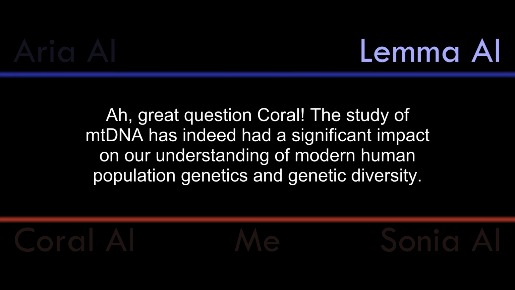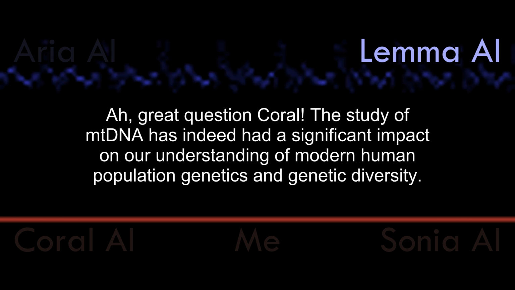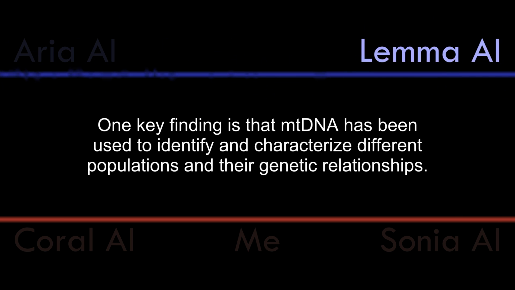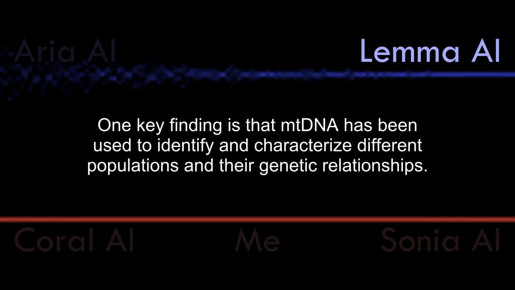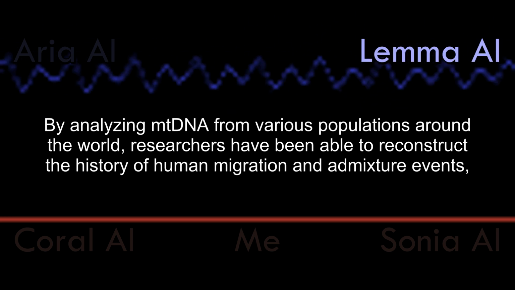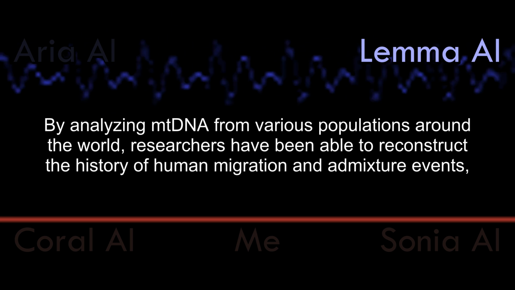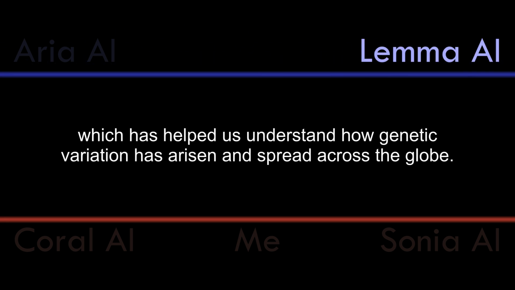Great question, Carl. The study of mtDNA has indeed had a significant impact on our understanding of modern human population genetics and genetic diversity. One key finding is that mtDNA has been used to identify and characterize different populations and their genetic relationships. By analyzing mtDNA from various populations around the world, researchers have been able to reconstruct the history of human migration and admixture events, which has helped us understand how genetic variation has arisen and spread across the globe.